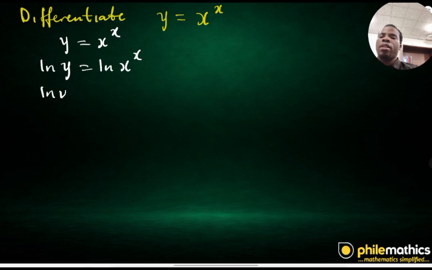We have ln y. So from the rules, the power multiplies the logarithm. So we have x times ln x. At this point, we're going to differentiate.